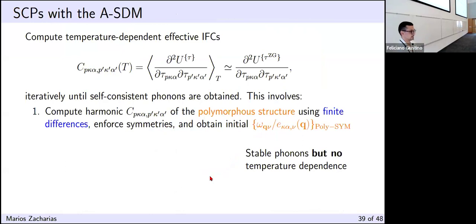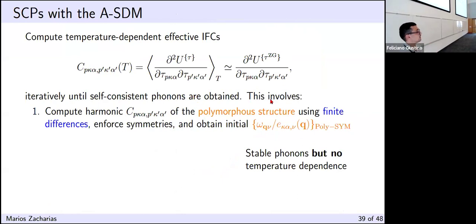So here is the recipe. We want to compute temperature-dependent effective interatomic force constants. And for doing so, we displace our atoms using the special displacement method. And we want to apply finite differences, but now not on the system at static equilibrium, but on the system at thermal equilibrium. And we want to do that iteratively until we obtain self-consistency.